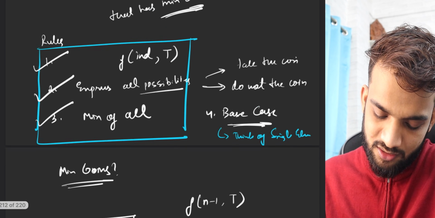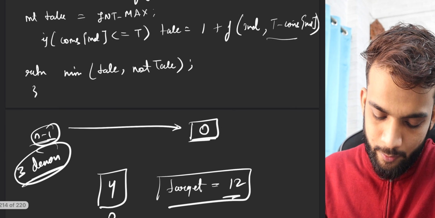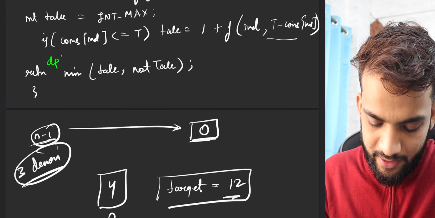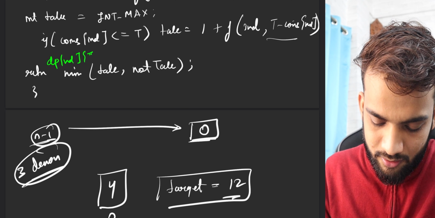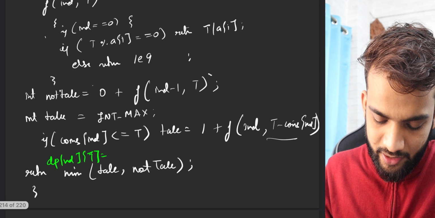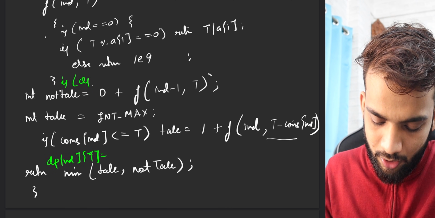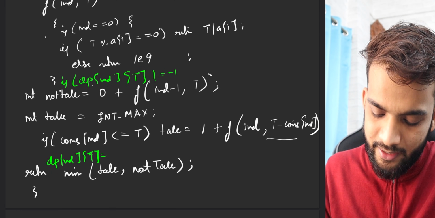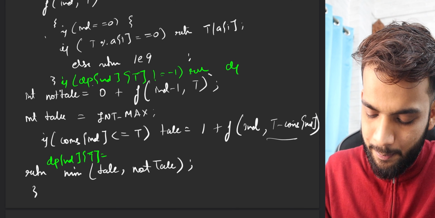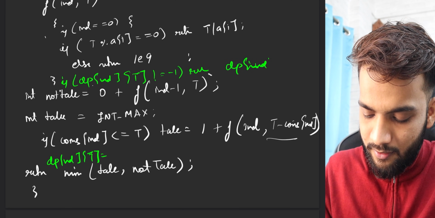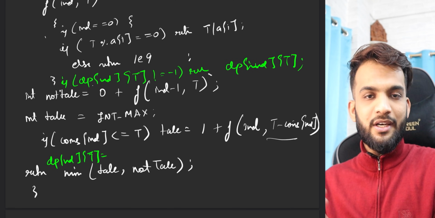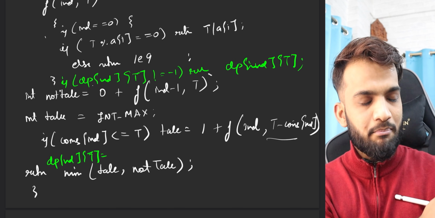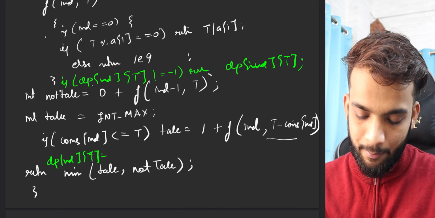And the step is very simple. How do you memorize? If I go back, you basically write dp of index target equal to, and over here you write if dp of index target is not equal to -1, you return dp of index target. That's it. That's what you easily do. Couple of steps and you can memorize any recursion into dynamic programming.